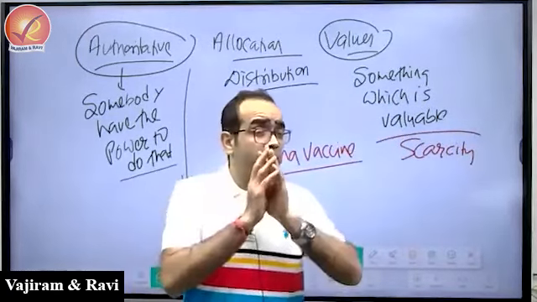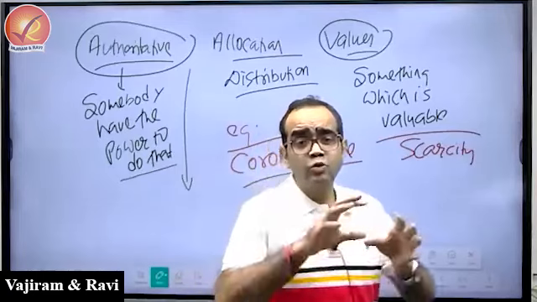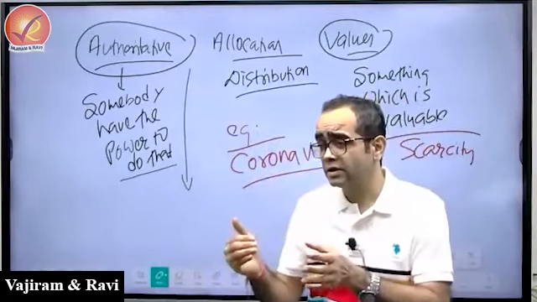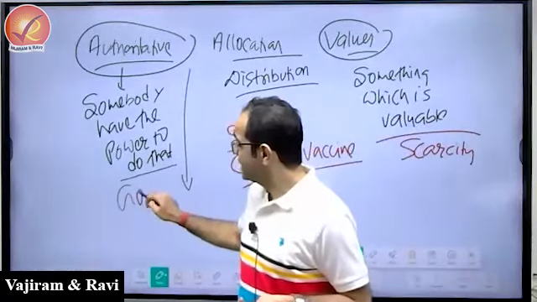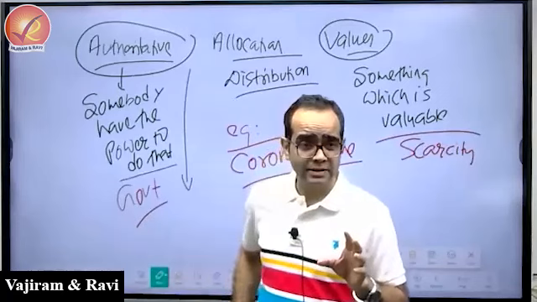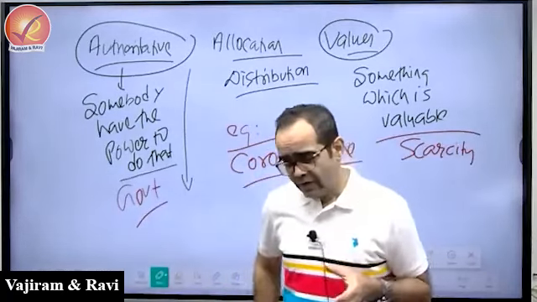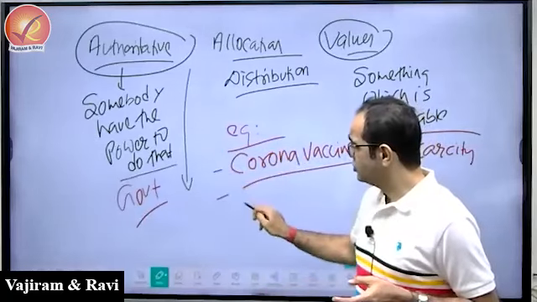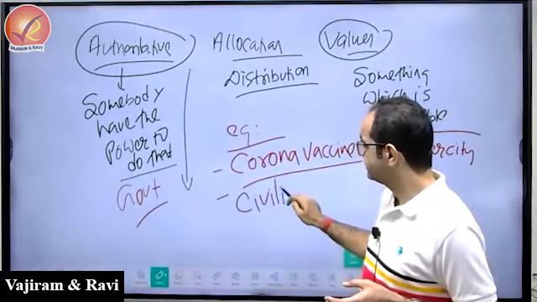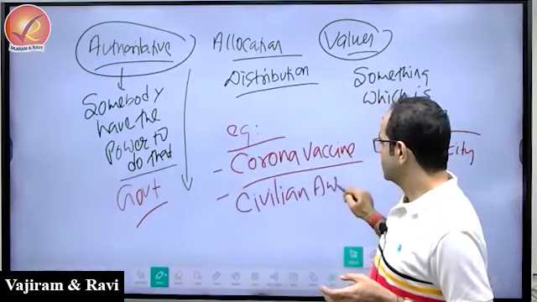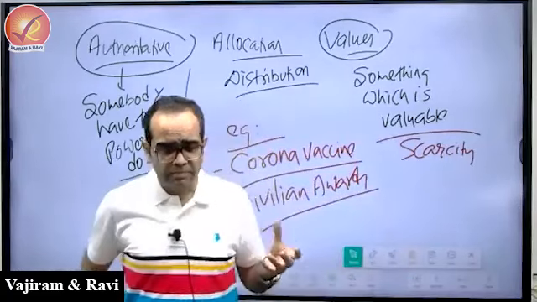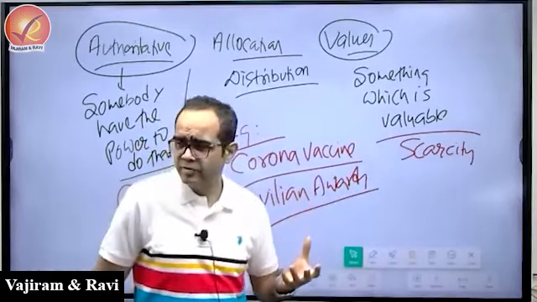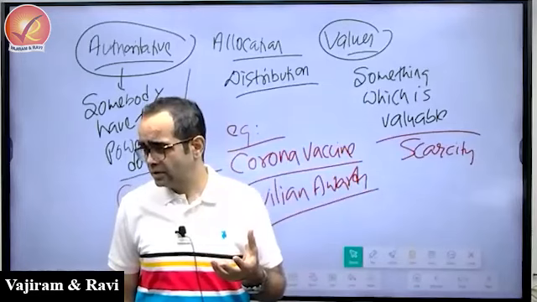So who decided who will get the vaccines in which order? It is the government that decided that. And the government has the power to do that. Okay. If I tell you, there are also the civilian awards in India: Bharat Ratna, Padma Shri, Padma Vibhushan, Padma Bhushan. Okay.